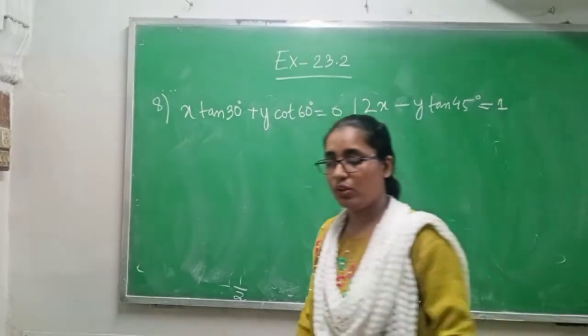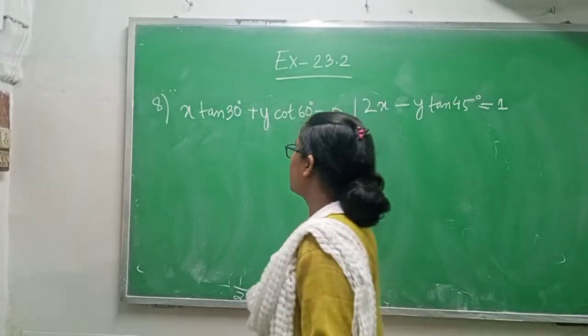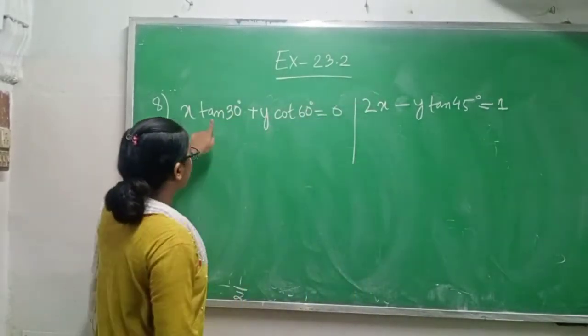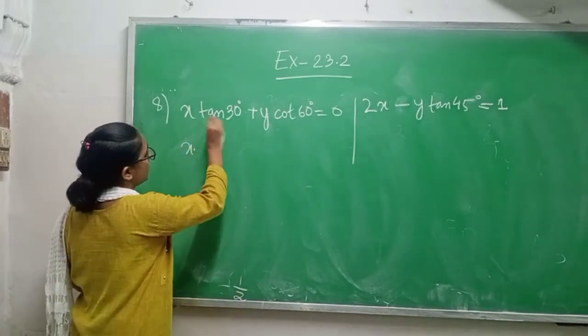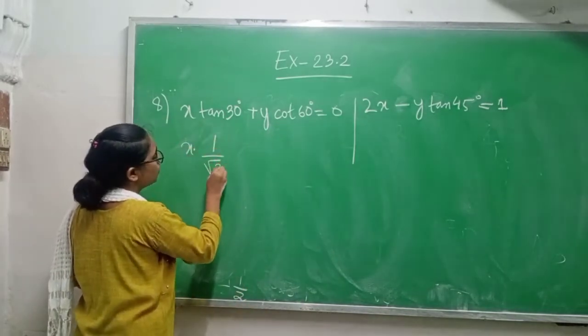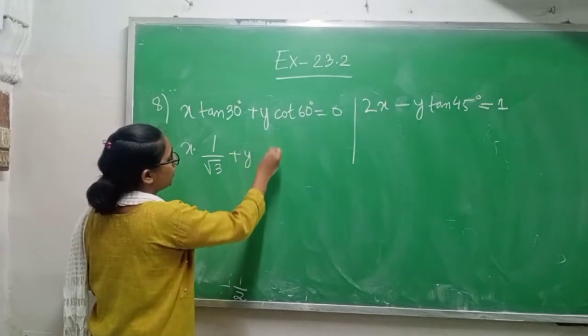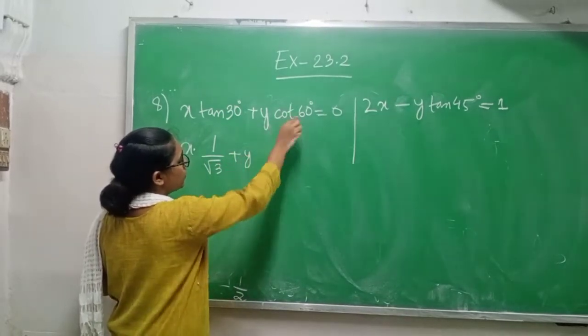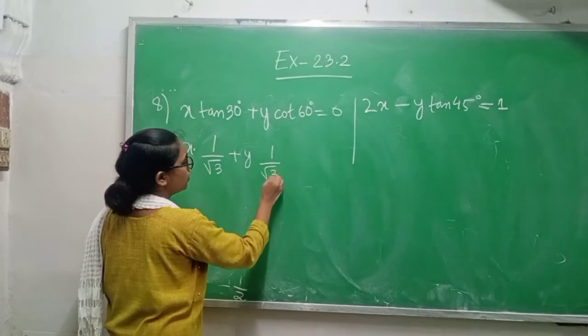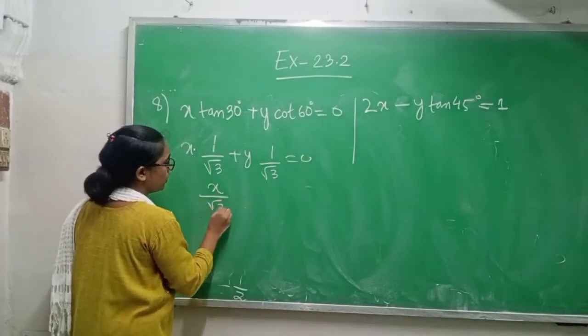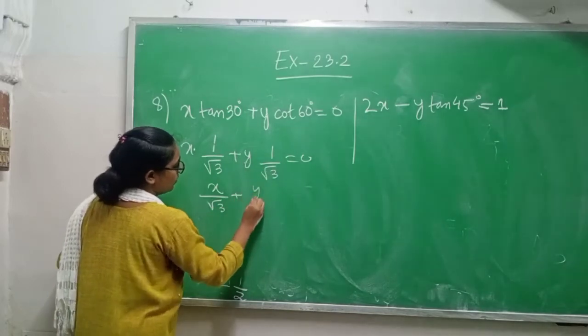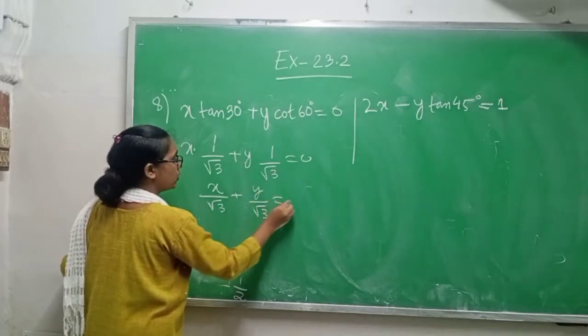So how will you do it? It's very simple. First, in this one you will put the tan 30 degree value and cot 60 degree value. So x you will write as it is. Tan 30 degree value is 1 by root 3, plus y, cot 60 degree. Y you will write as it is. Cot 60 degree value is 1 by root 3, equals 0. x into 1, x by root 3. y into 1, y by root 3 equals 0.